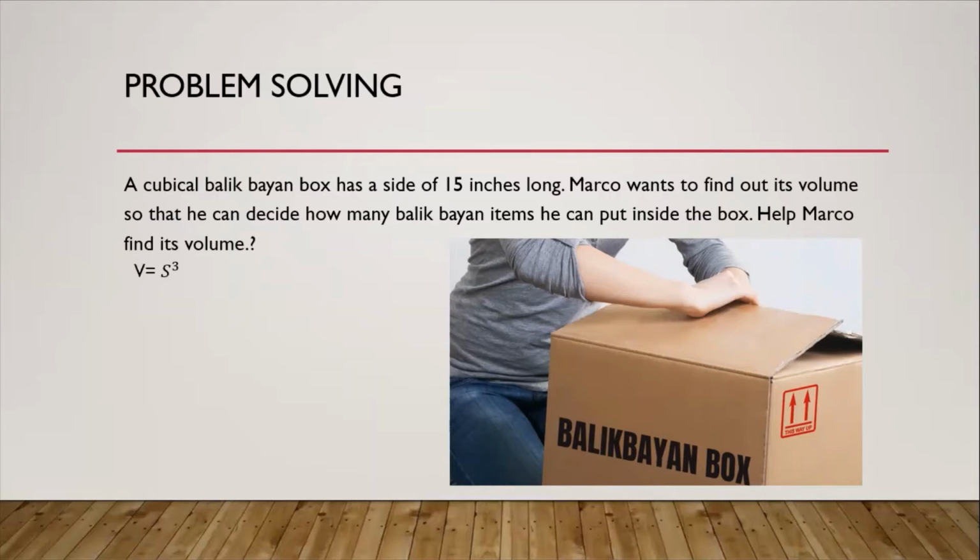So using the formula, volume is equal to side raised to the power of 3, or side times side times side. Let us substitute 15 inches times 15 inches times 15 inches. 15 times 15, that is 225 square inches. Multiply it with 15, 225 times 15, we get a total answer of 3,375 cubic inches. So the volume of Marco's balikbayan box is 3,375 cubic inches.